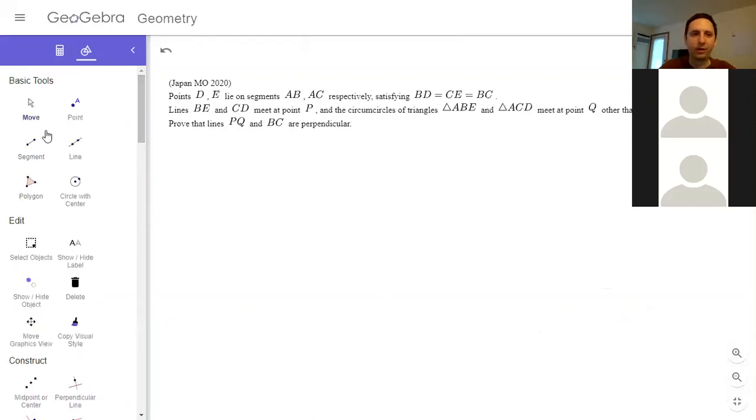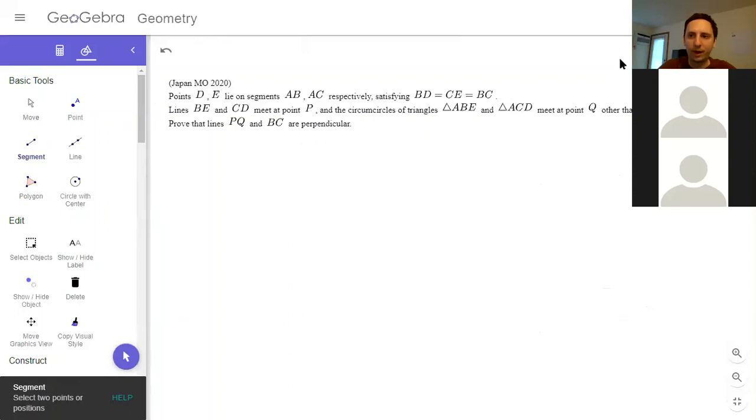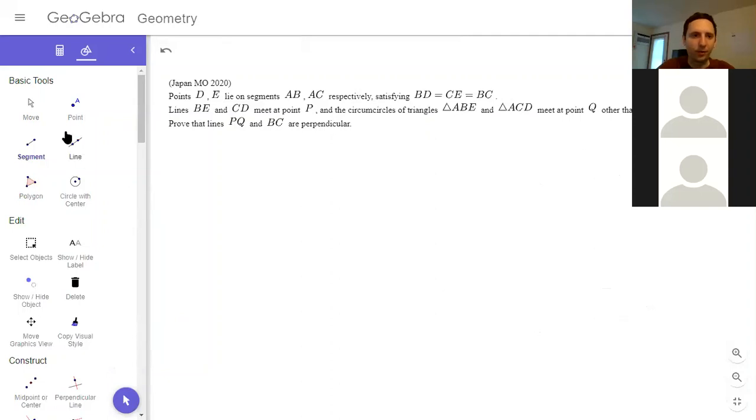Thanks for joining. So this is the second problem. The first problem was sort of a degenerate case of Pascal's theorem. So for this problem, we have a triangle. This is kind of interesting. So we have a triangle ABC. This is just this year, so 2020.